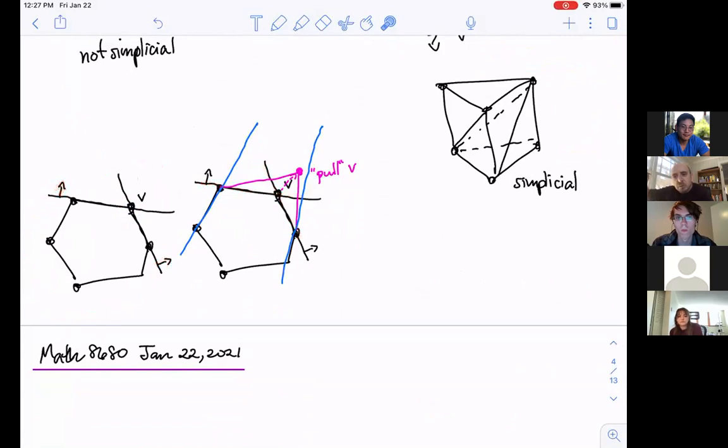You add a little bit of those normal vectors, but you don't go past any of the hyperplanes defined by faces that it didn't lie on. That's how you pull correctly.